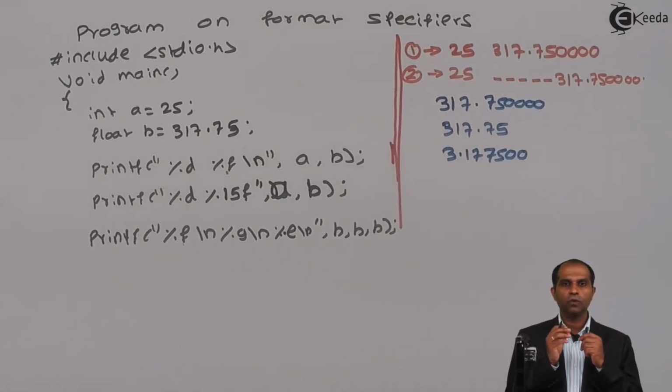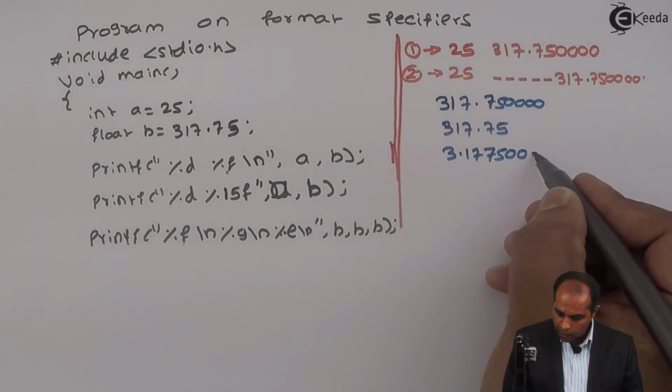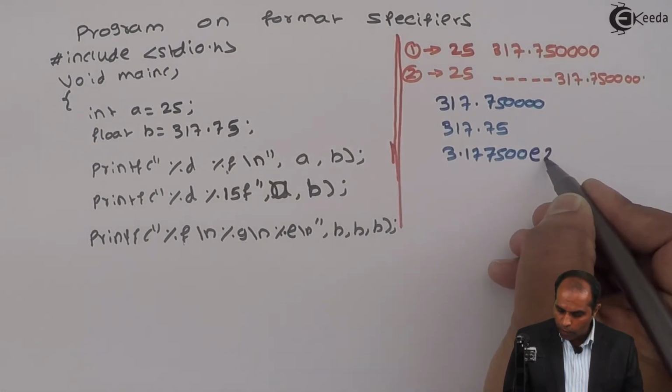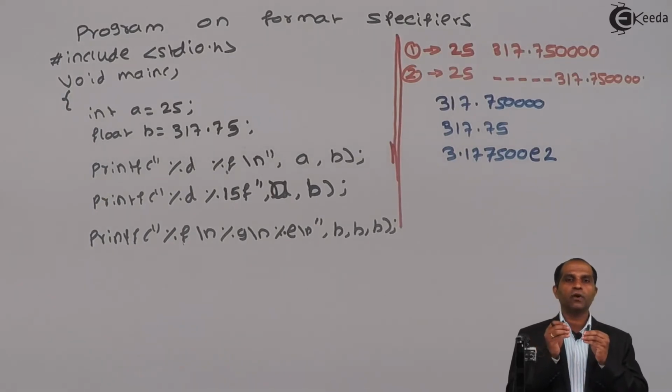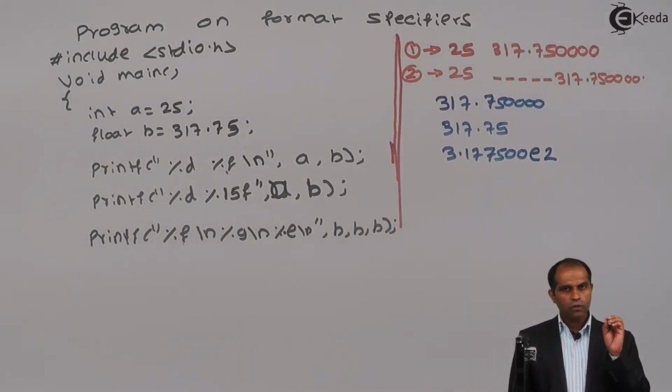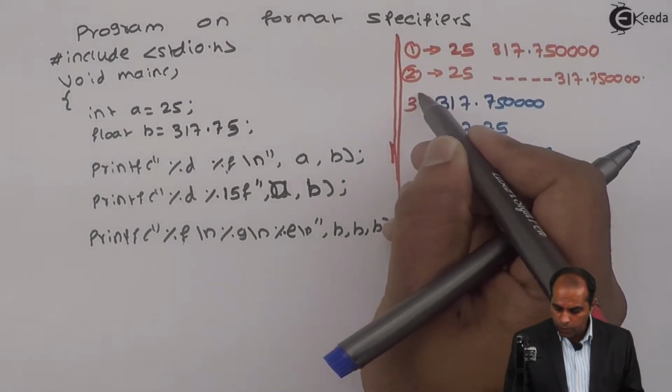If it is 10 to the power of 2, can I write 10 to the power of 2? No. In this case, it will represent this as e followed by 2 at this place. Probably the output which is displayed for all the three specifiers might be different, but internally the number is still 317.75. There is no difference in these three numbers. It's all the same value itself. So a floating point number can be used with three specifiers: f, e and g. So this is the output for the third specifier.